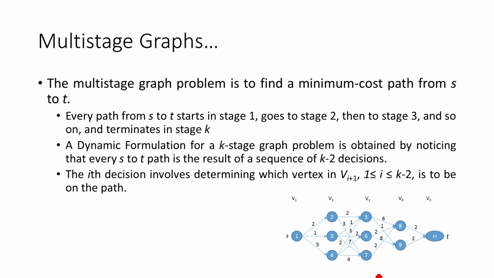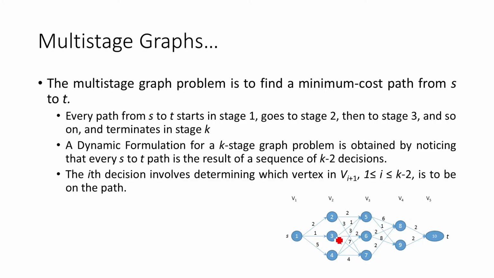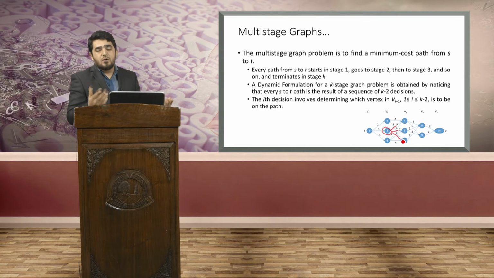Similarly, if we go one stage backwards to stage number 2 in our example, and we have chosen 2 to be on the path, then again we have to make a decision: whether to choose 5 in the next stage or 7 in the next stage. If we select node number 3 in the second stage, we have 3 choices to be followed. Either we select node number 5 in the next stage, or node number 6, or node number 7. Obviously the choice has to be such that the cost is minimized.